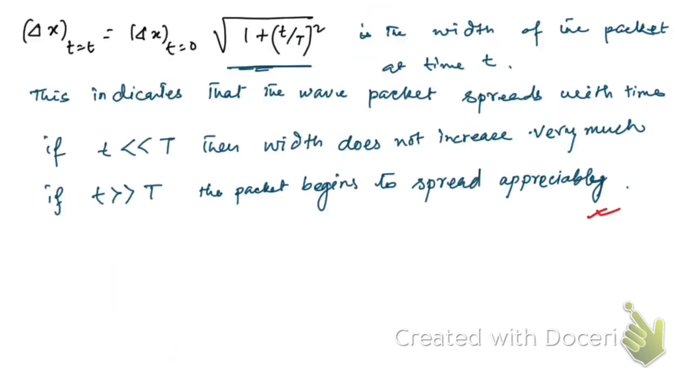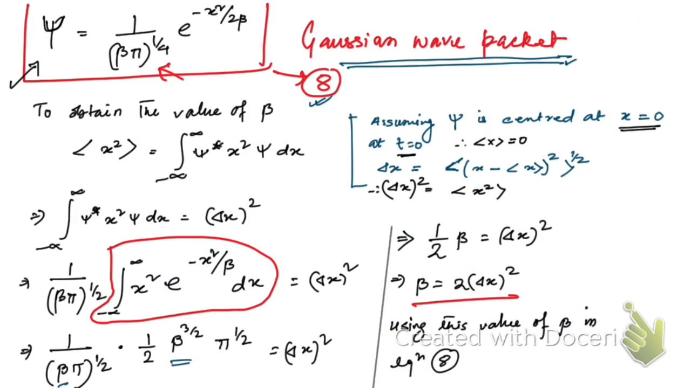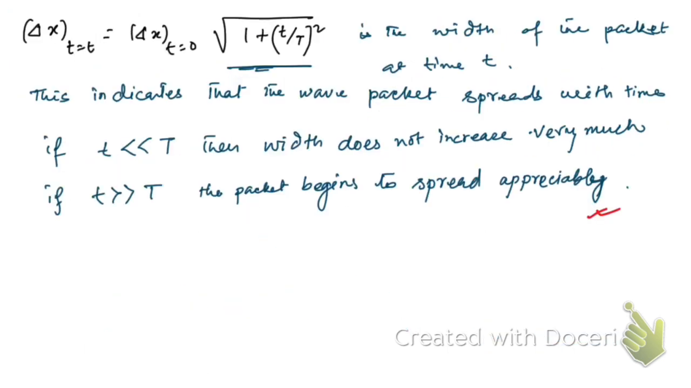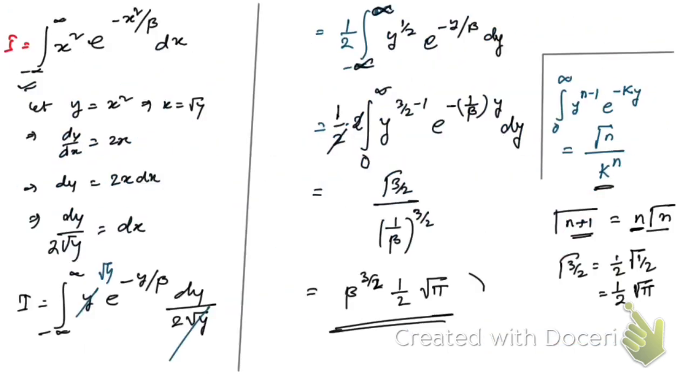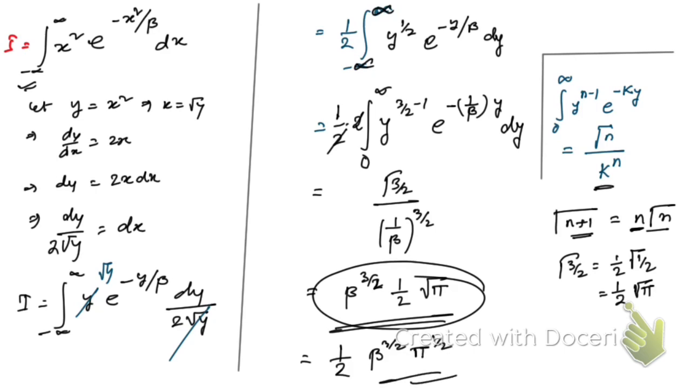Let me show you the page here. That's how we got half beta to the power 3 by 2, pi to the power half, meaning root pi. This is the same result. This one can be written as this one. Hope you have understood this.